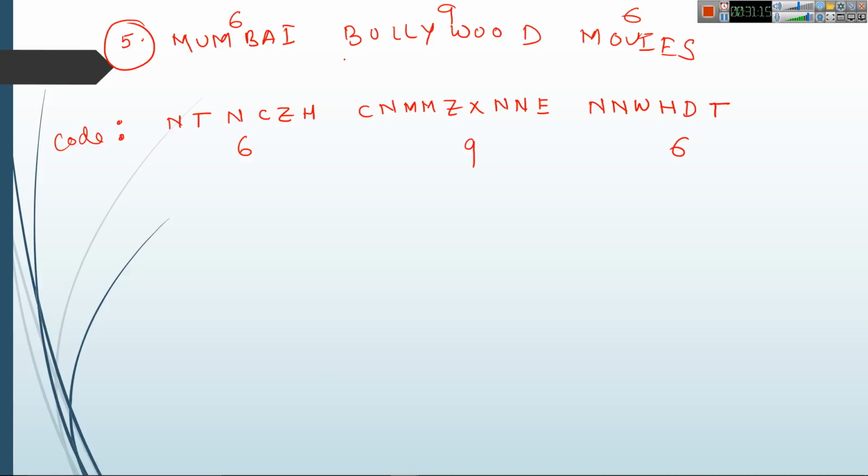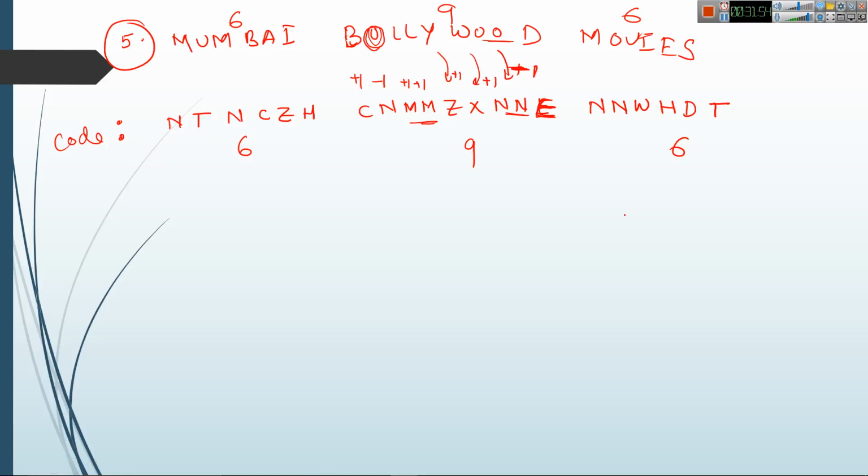So for Bollywood we have B, after B comes C. So B plus 1 equals to C. Next letter is O. O minus 1 equals to N. Again L which is plus 1 gives M. Y plus 1 gives Z. W plus 1 gives X. Again here we have two O's. When we do O minus 1 we get NN. And when we have D here last, when D plus 1 we get E.